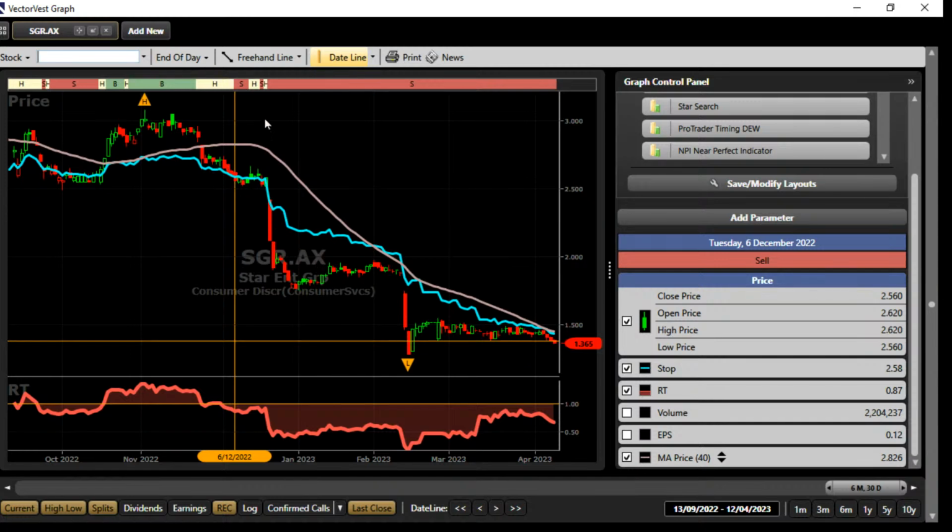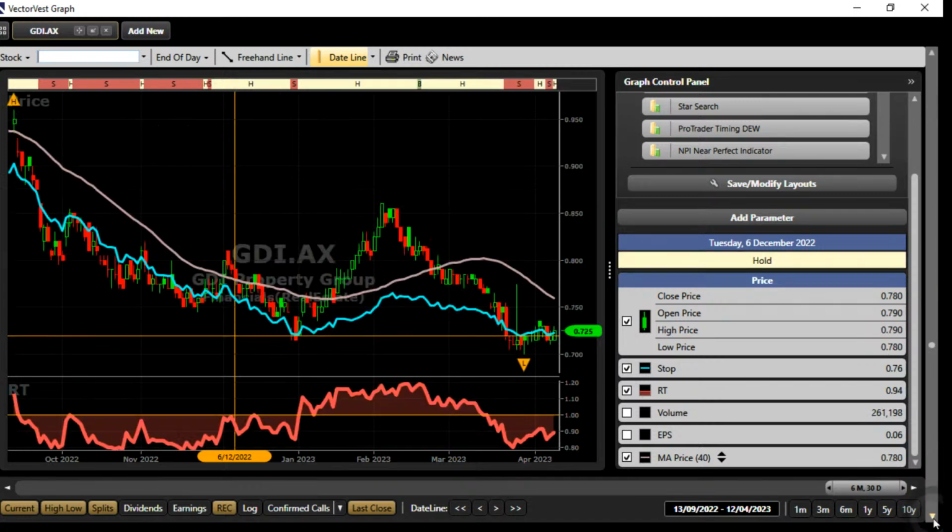Those that follow the VectorVest methodology, there, get out. You can always look to buy back in. When would you look to buy back in? Wait for the buy ratings to start popping back up again. Okay. Right, let's keep going.